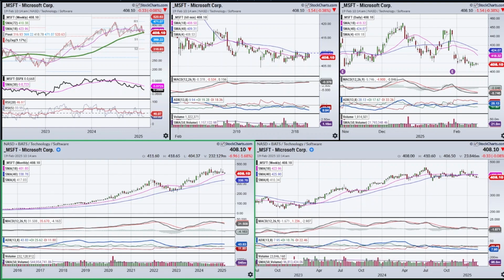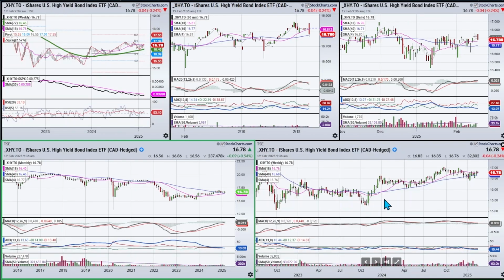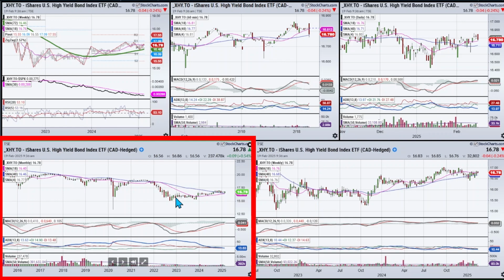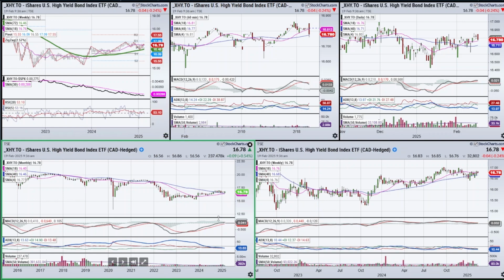All right, let's start going through some of these symbols. So this is the Toronto Exchange US High Yield Bond Index. Now it is holding the 18-month line, but you can see that the MACD is just working its way back up to the 0 level. Now, the question was asked, is this starting to turn to the upside, or is this just a rally in a downtrend?